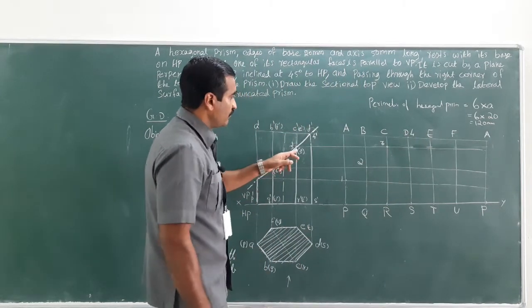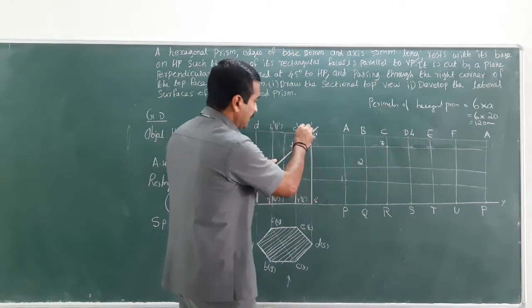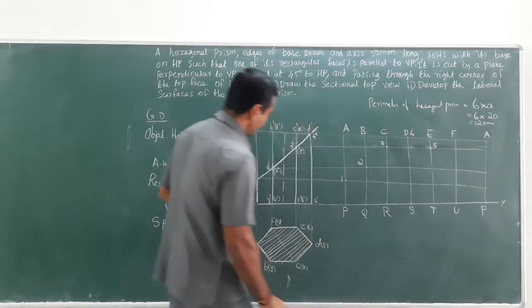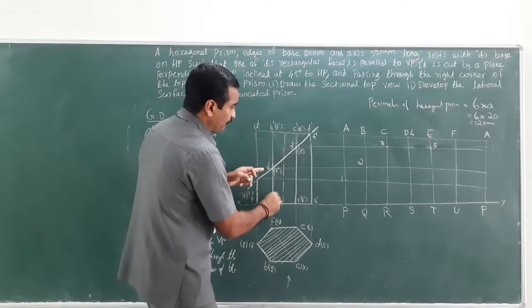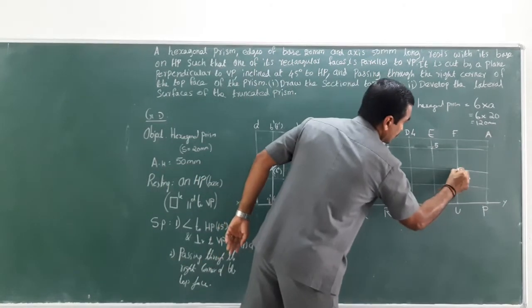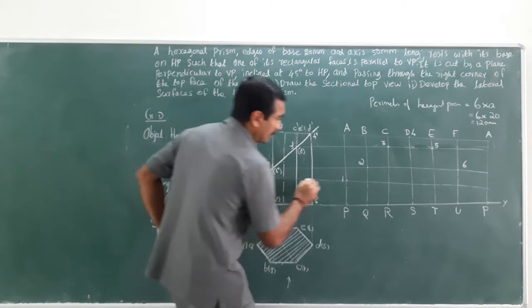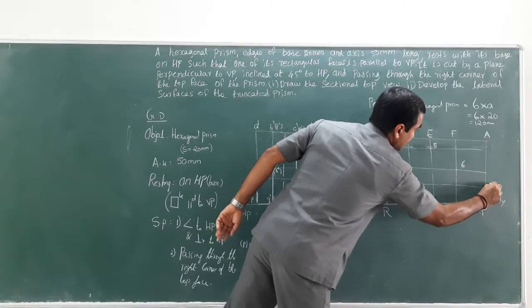Right. Point number 5, which is on ET. Look at here where the intersection is. This could be 5. And 6, which is on FU. Look at here where the intersection is. Here, this is 6. And 1, which is on AP. Look at the 1, which is here. This is 1.